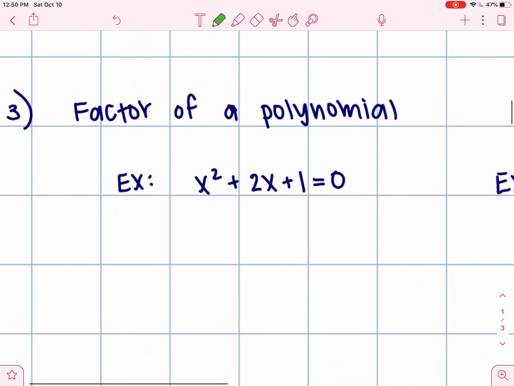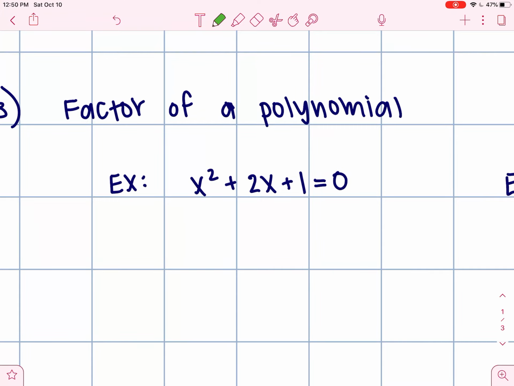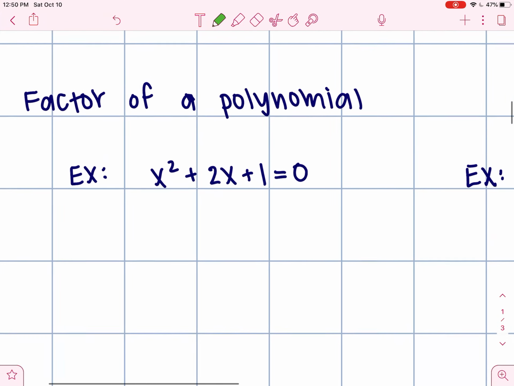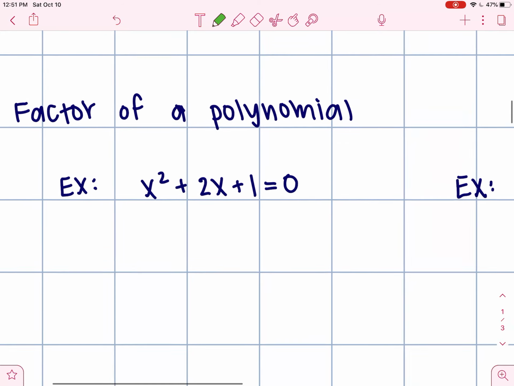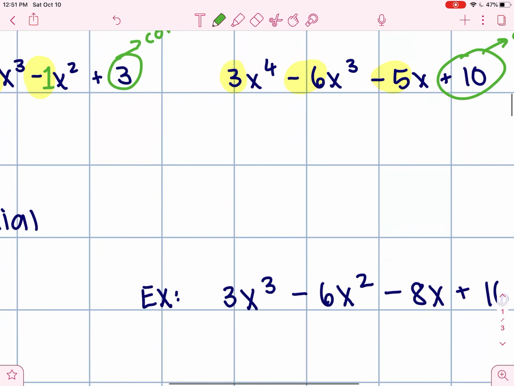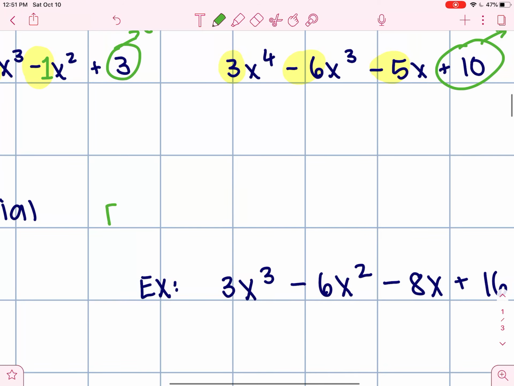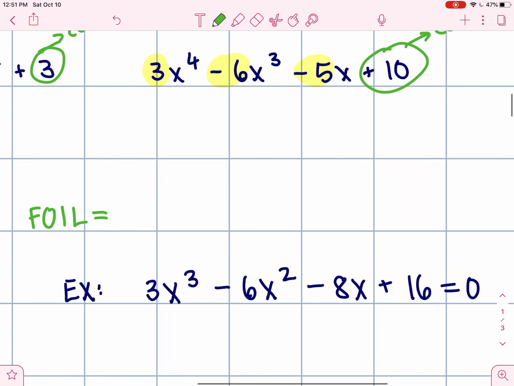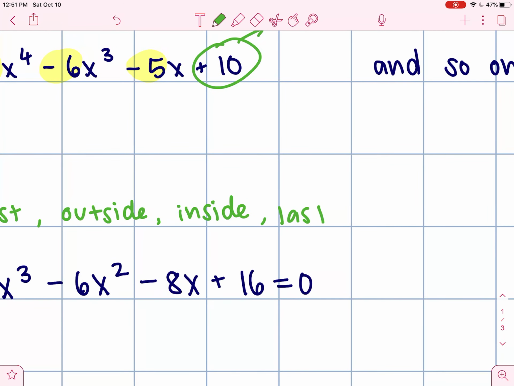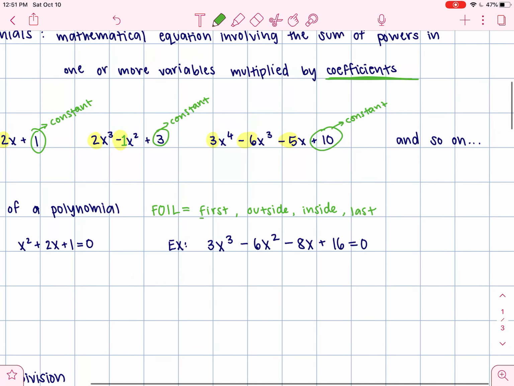Okay, now let's look at how to find the factor of a polynomial. So I have 2 examples here, and these aren't the only 2 ways to find a factor of a polynomial. But one important thing you need to know first is FOIL. And if you've never heard of this, it's a method to find or to factor a polynomial. So it stands for first, outside, inside, and last. So obviously F, O, I, and L.